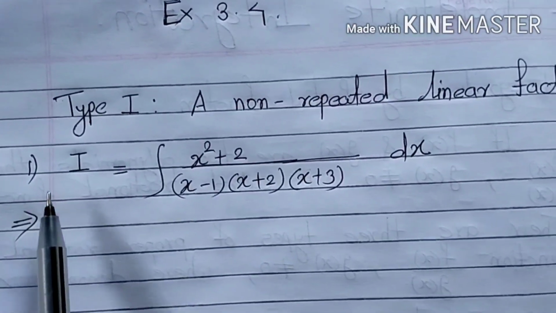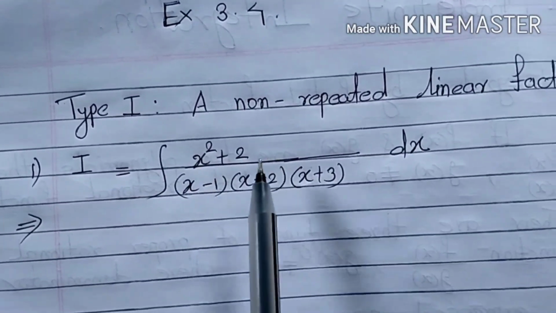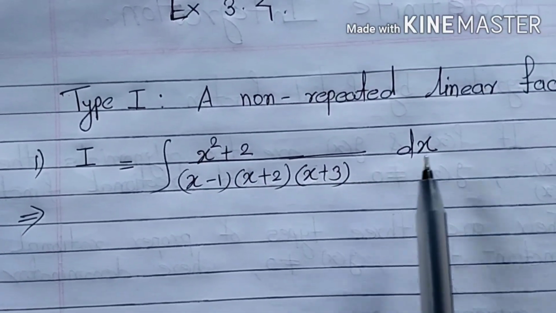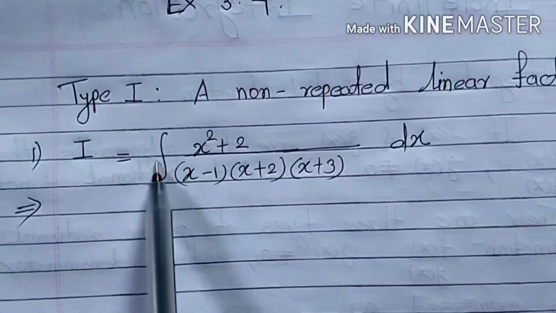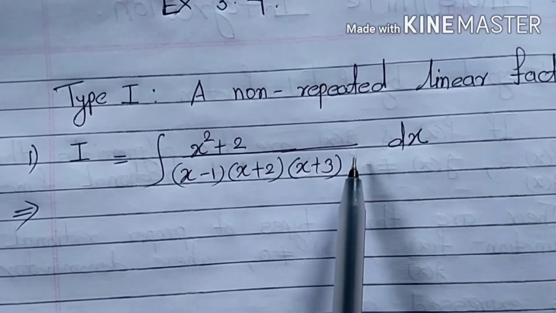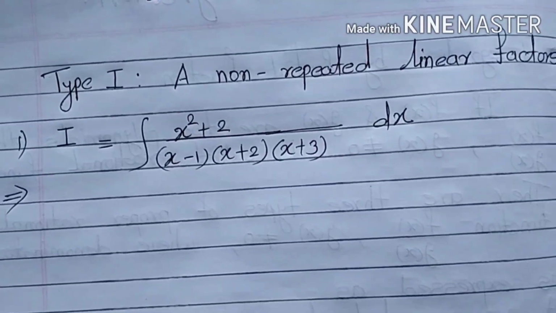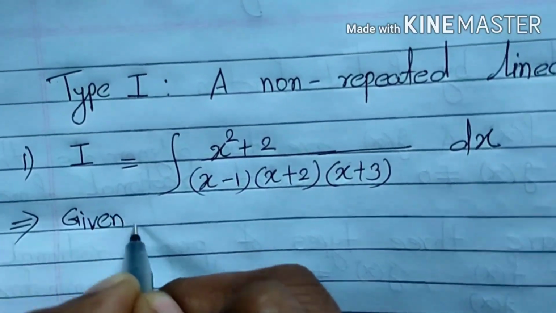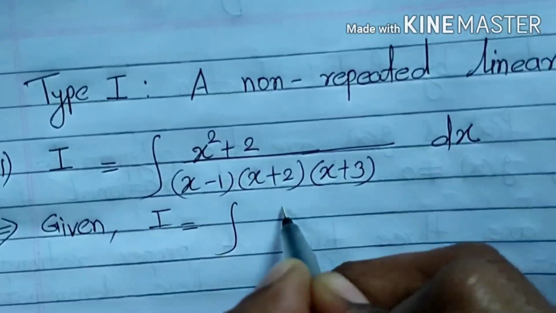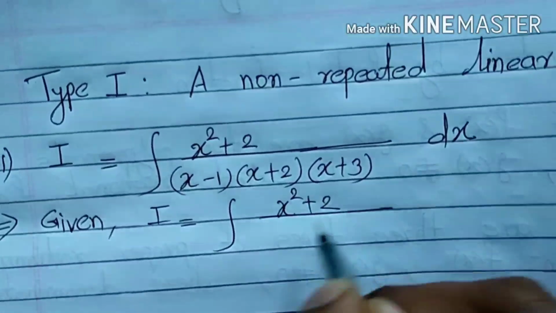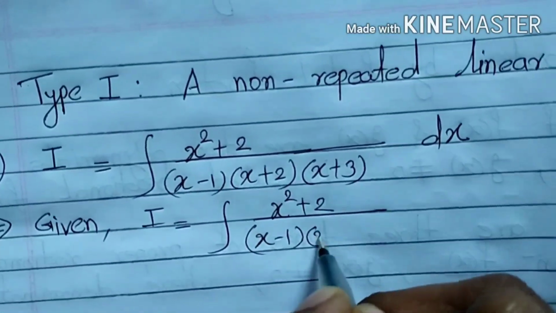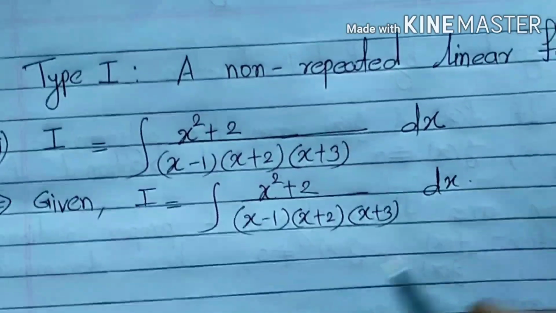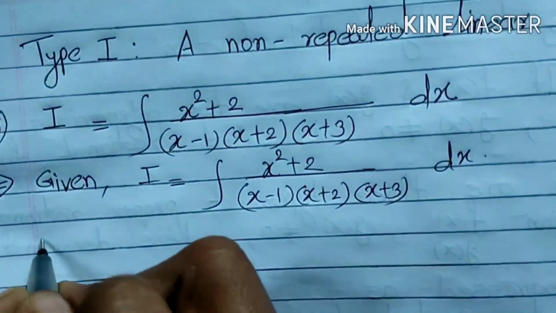So students, our first example is I equals the integral of (x squared plus 2) upon (x minus 1)(x plus 2)(x plus 3) dx. This is our non-repeated linear factors in the denominator. So first write the given: I equals the integral of (x squared plus 2) upon (x minus 1)(x plus 2)(x plus 3) dx. So let us take it like that.